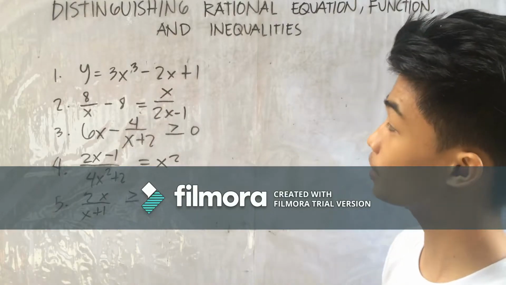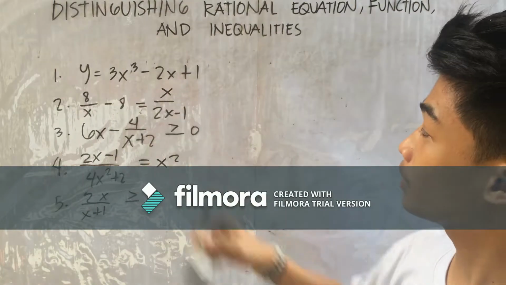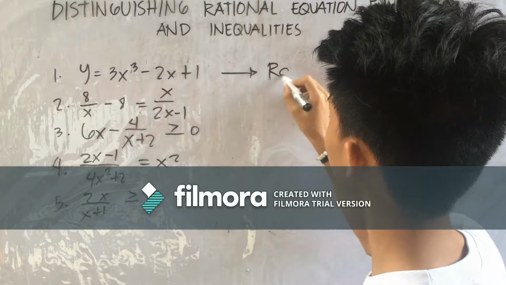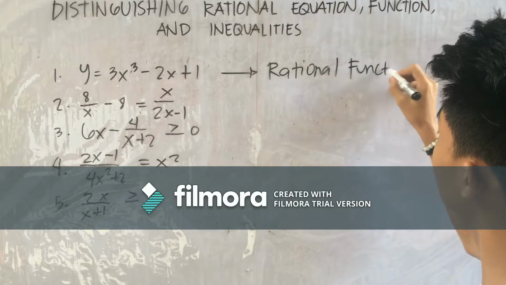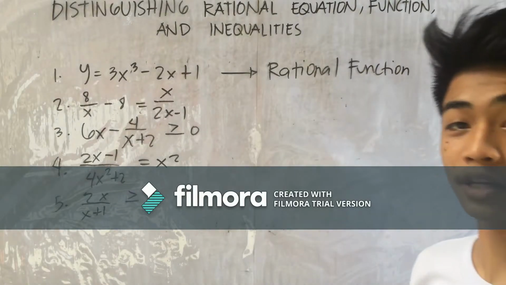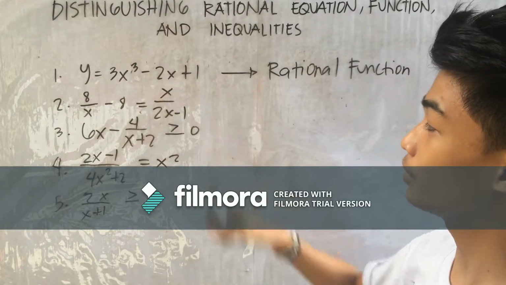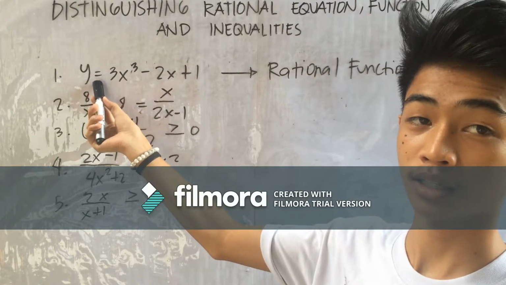The first example is y is equal to 3x cubed minus 2x plus 1. This is a rational function. Bakit nga ba naging rational function yan? Masasabi kong rational function ng isang equation kapag may f of x which is y.